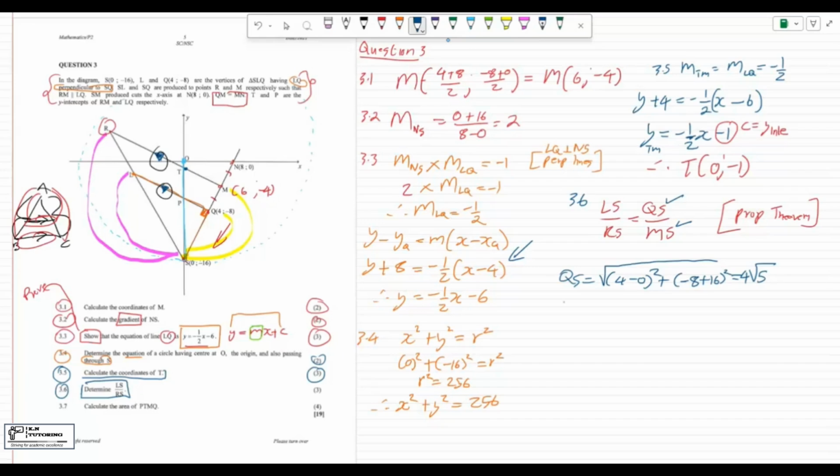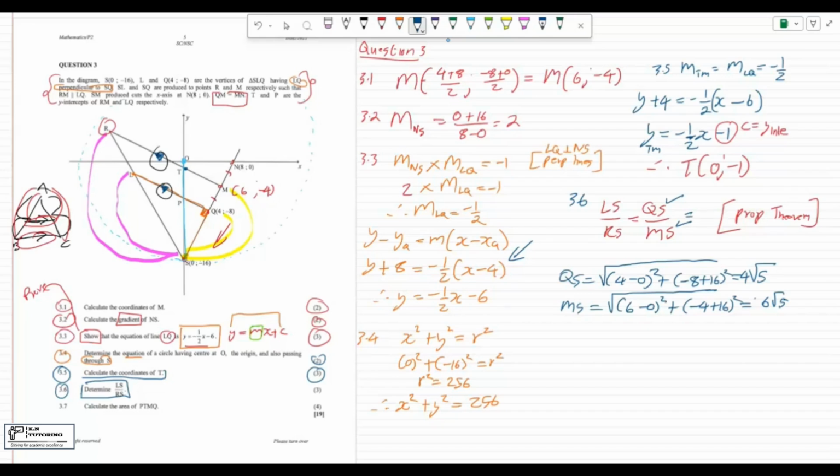Now I need to find the length of MS or SM. Again, midpoint theorem, no, distance formula. So MS, 6 minus 0 squared plus negative 4 minus, gonna give me positive 16, and the answer there, MS, is going to give me 6 root 5. Therefore, I can come back and substitute that.